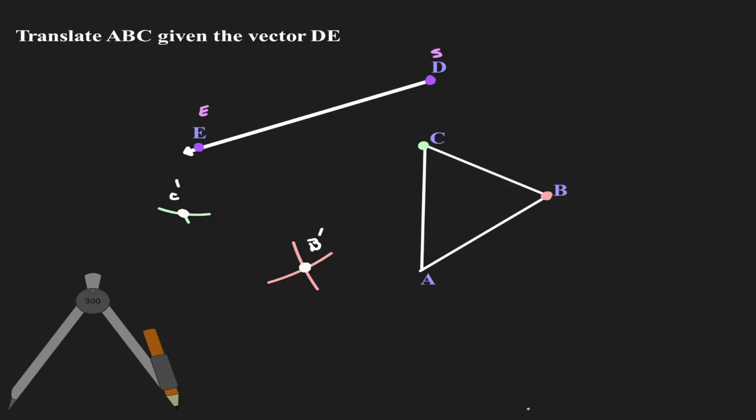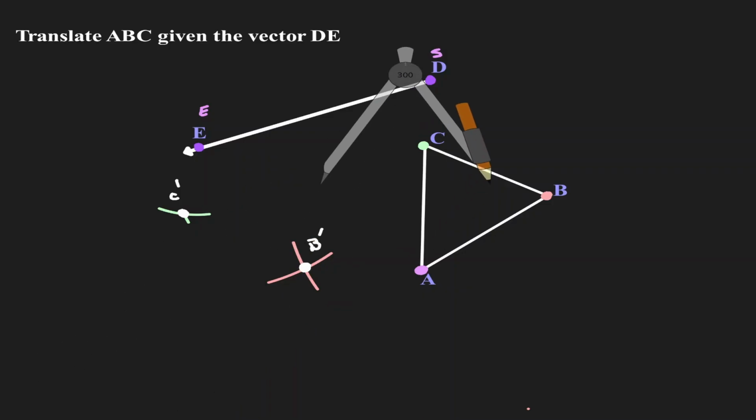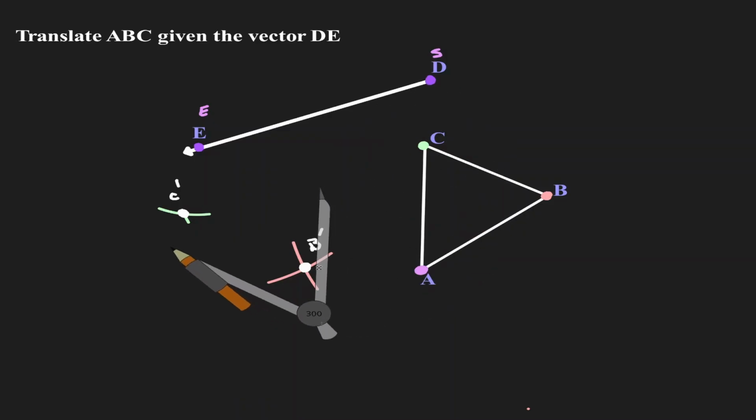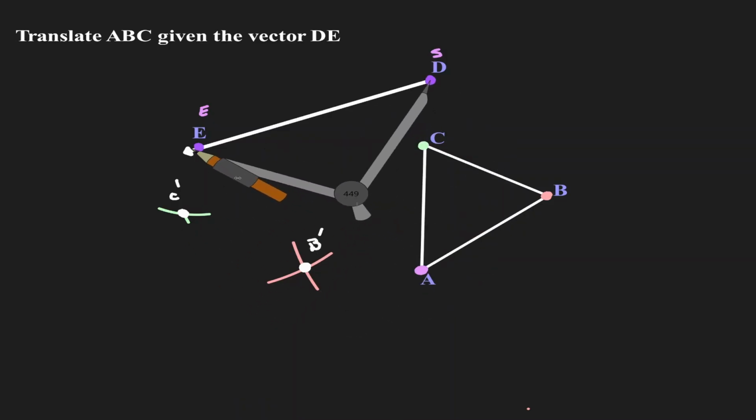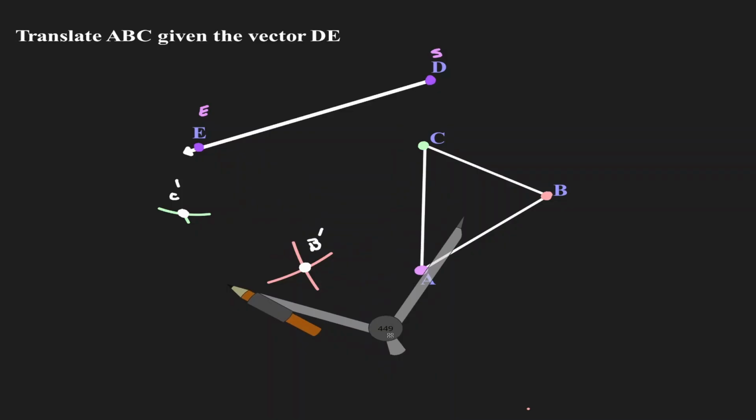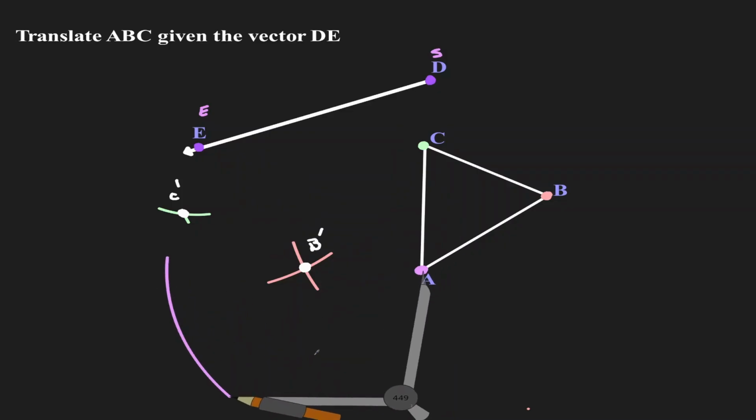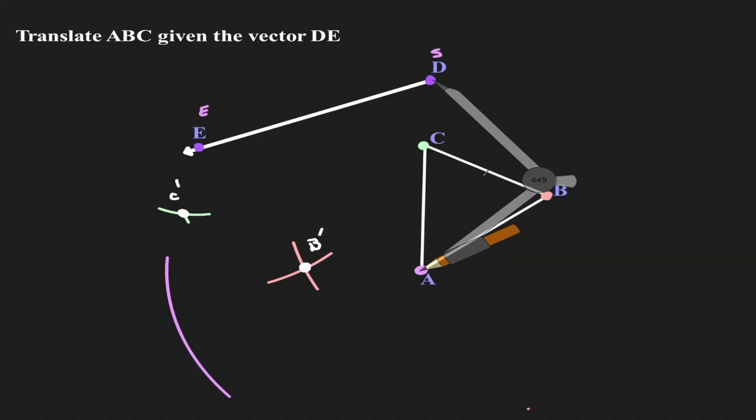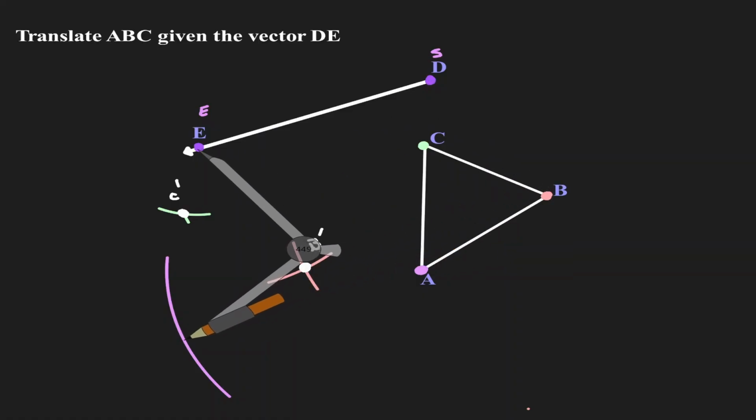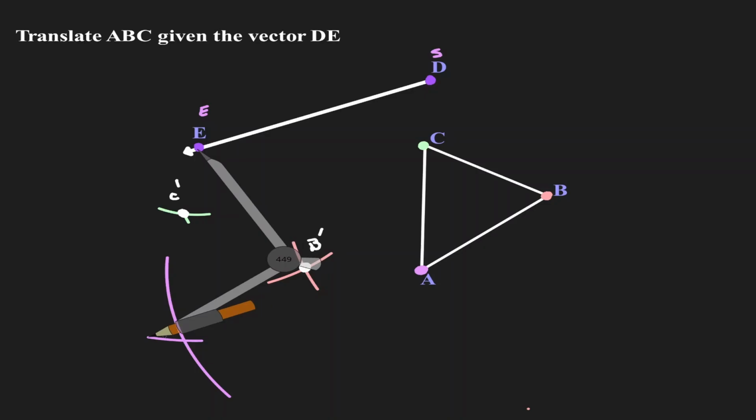So now let's translate point A. Let's measure the distance of vector DE. Now let's give that measurement to point A. Let's find the initial distance from the vector to A. And knowing this distance, let's move to point E. And let's look for that intersection. And at this intersection is where we're going to find the image of A. So let's call it A prime.